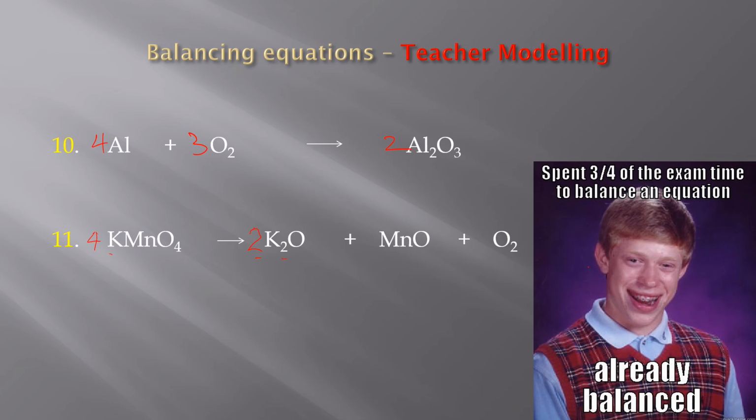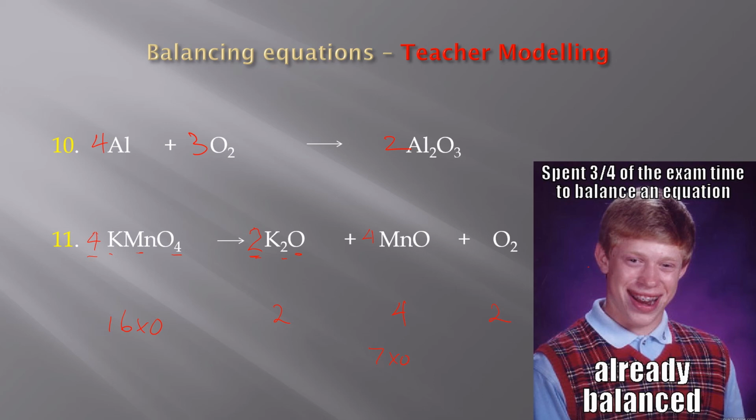We now have 4 potassiums. But now we also have 4 of the manganese. So we need a 4 in there. So I've got my potassiums balanced, I've got my manganese balanced. Let's look at oxygen. 4 times 4 is 16 oxygens. I have 2 of them there because it's 2 lots of that. I have 4 of them there, and I have 2 there. So in my products, 2 plus 4 plus 2, 7 oxygens.